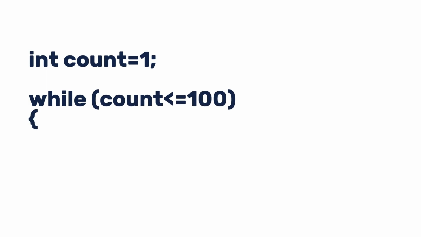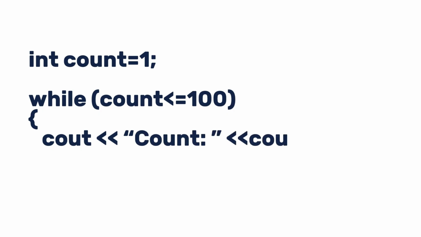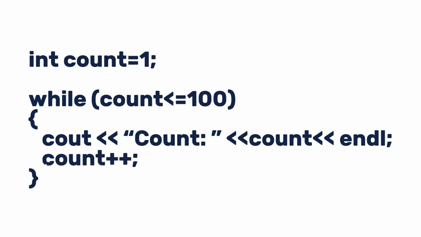Then run your code to do tests. To test if the condition is true. Your code should look like this. int count equals 1, while parenthesis count less than sign equals 100. Curly bracket, cout, less than sign, count, less than sign, endl. Count plus plus, then curly bracket. Always remember not to put a semicolon after our while statement.